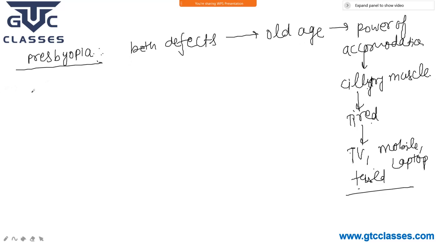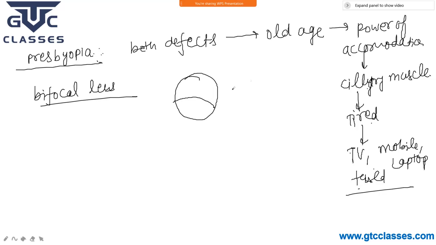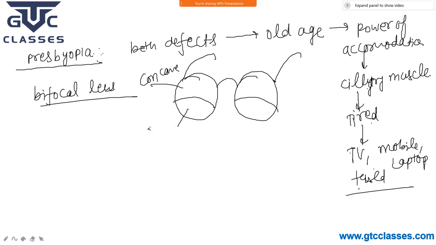So for this we call bifocal lens. Bifocal means you will have like this. Here they will divide like this. Okay. So something like this. This is how. So let's say that concave is on the top and convex on the bottom. So depending upon which side is the which issue is there, we will decide.